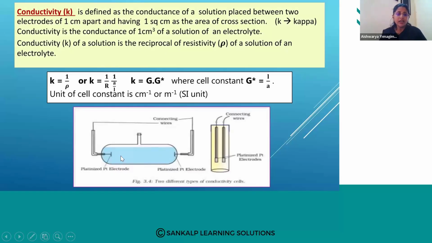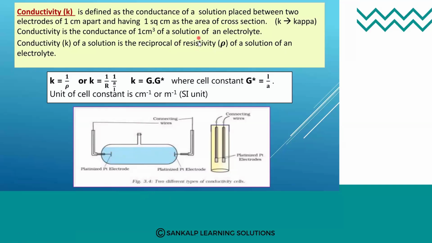Looking at the conductivity cell in detail, this is the setup. We insert two platinum electrodes which are coated with platinum black. We arrange both the electrodes in such a way that the distance between the two electrodes, this particular distance, is taken as L.